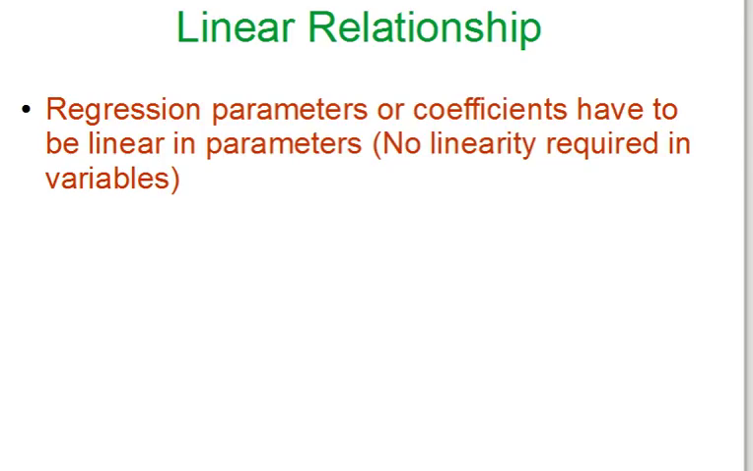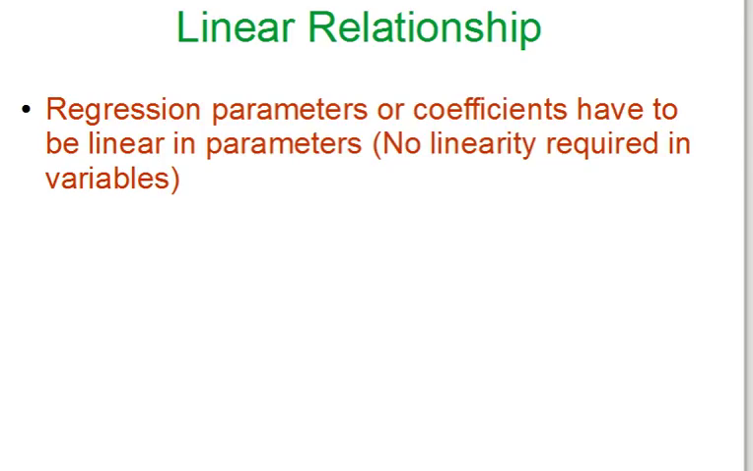First is linear relationship. That means the coefficients of the independent variables have to be linear. That means the coefficient should not be squared or cubed or other polynomial orders, whereas the variables can be squared or cubed or other polynomial orders. So keep in mind, in linear regression, the coefficients have the constraint that they should be linear, whereas the variables can be squared.